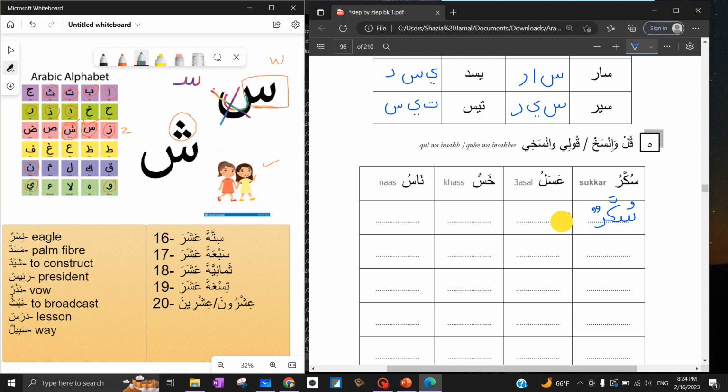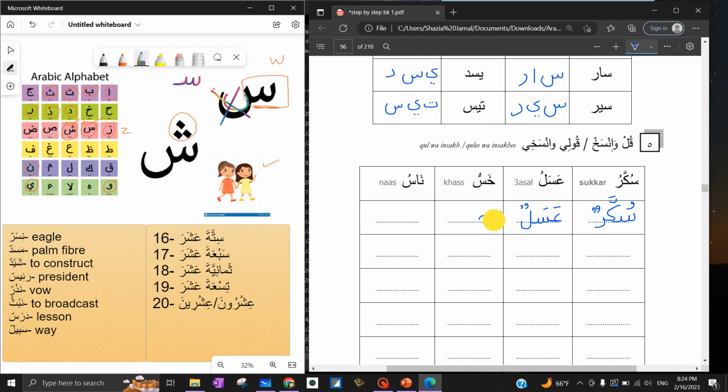Asal. Ain is the opposite mirror image of C. Ain has a tail, then you attach seen, which has another tail, and then you attach lam like alif, go up, and then the pot belly of lam goes down. Asalun.